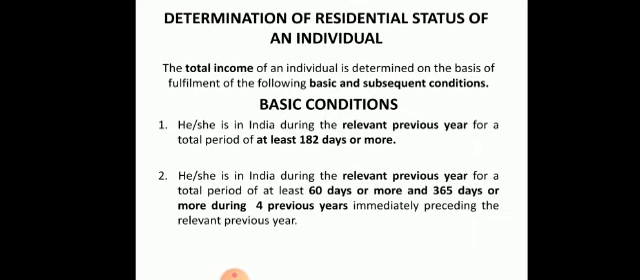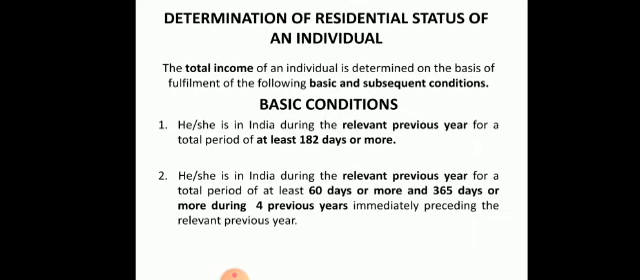An individual should stay in India during the relevant previous year for a total period of at least 60 days, and he should have stayed in India for a total period of at least 365 days during the 4 previous years immediately preceding the relevant previous year.